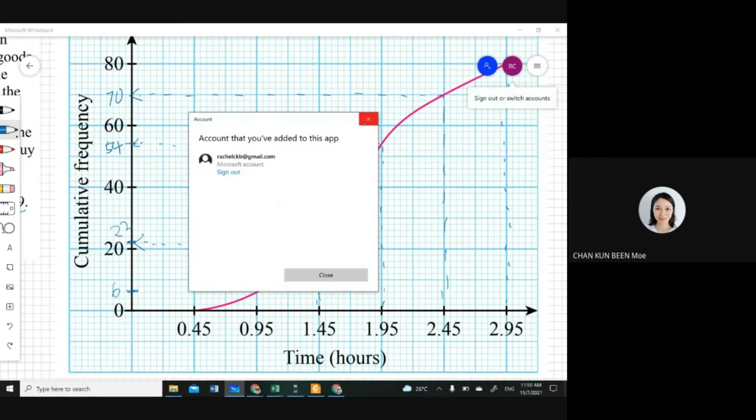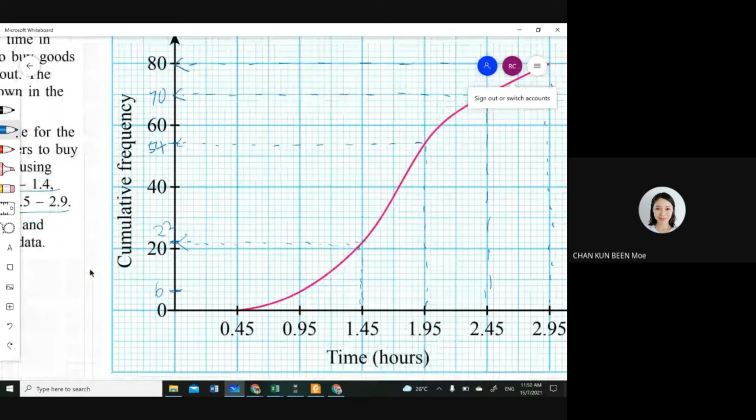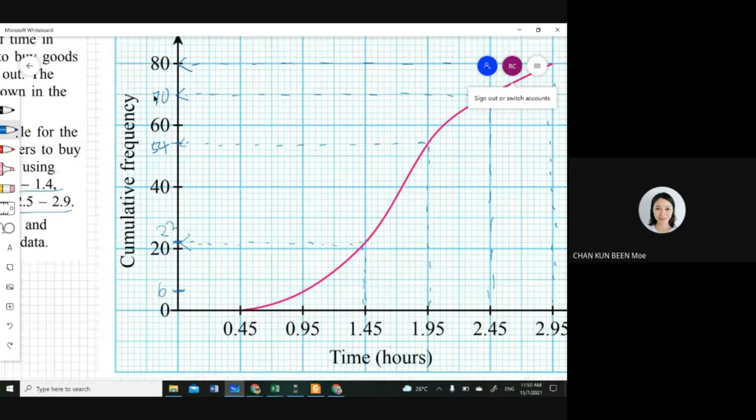Okay, this one is easy. Directly, you get it from there, 80. So we have all the values already, which are 80, 70, 54, 22, and 6, for all 5 classes. But this is the cumulative frequency. We can't fill our frequency table with cumulative frequency over here because they want a frequency table.